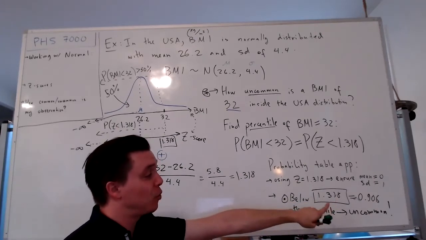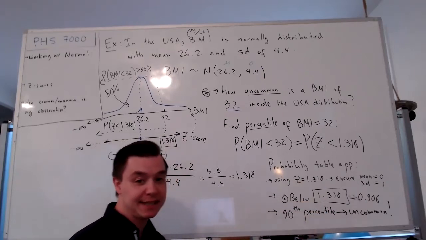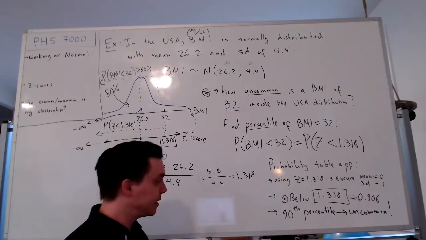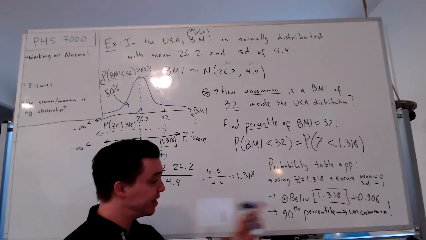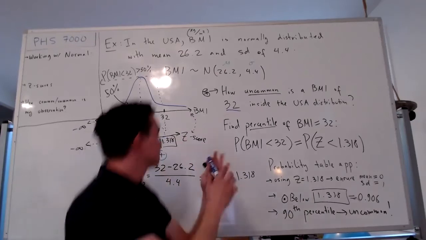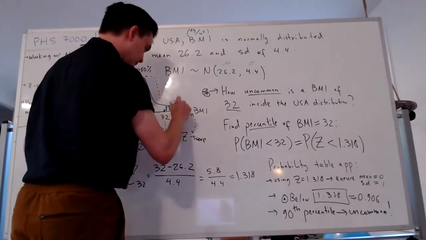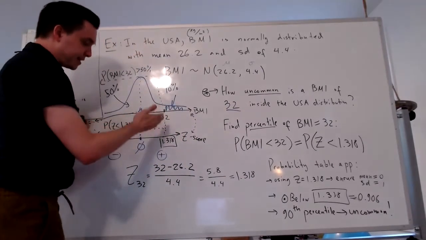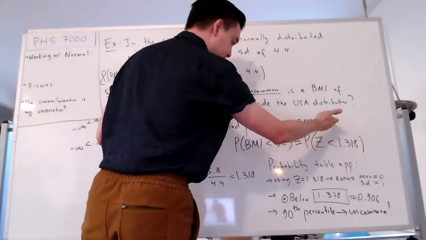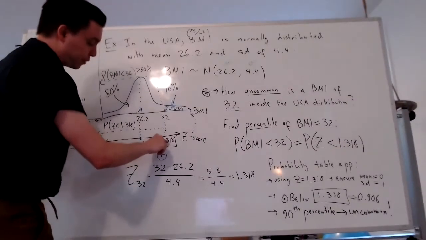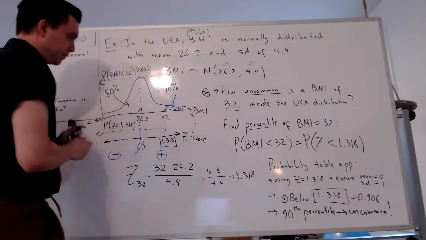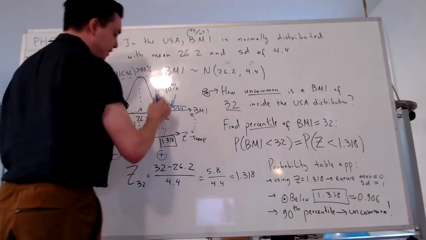This probability came out to 0.906. It's the 90th percentile. Well, we have an idea of percentiles. A lot of standardized tests use percentiles. A lot of clinical metrics use percentiles. We know something in the 90th percentile is quite uncommon. Only 10% of the population is above. How do I know that? Well, because this BMI of 32, equivalent to a Z-score of 1.318, is the 90th percentile. 90% below, 10% above, right? So the other way of looking at it, this is the top 10% of the data.